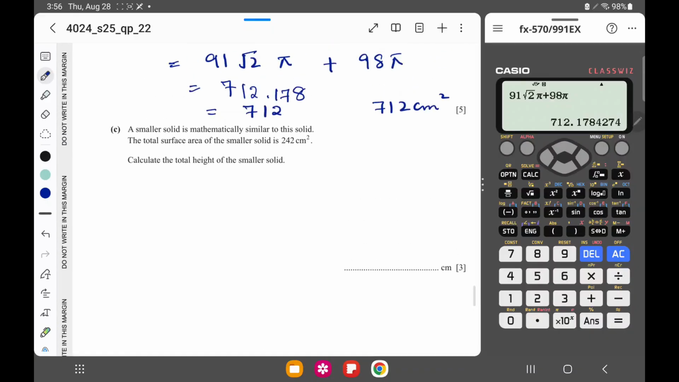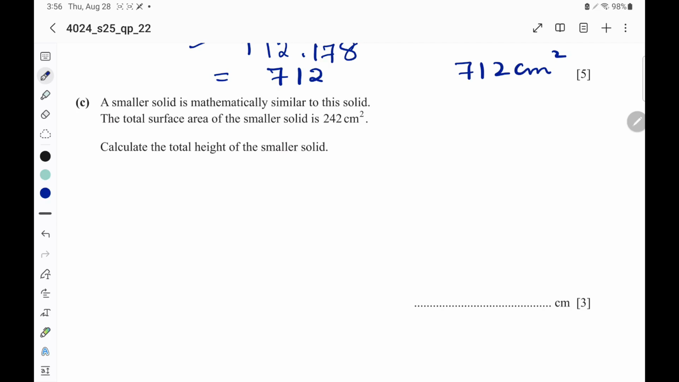In part C, the similar solid, mathematically similar to this solid. The total surface area of the smaller solid is 242 square centimeters. Calculate the height of the smaller solid. Alright, so we know that they are comparing this solid, the solid which we have already calculated the volume and total surface area, and it's mathematically similar.